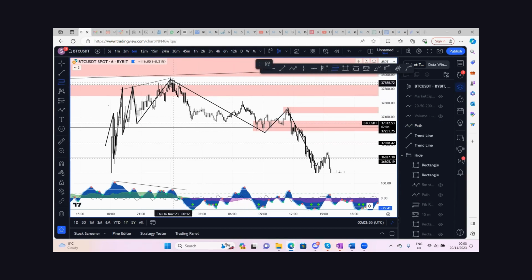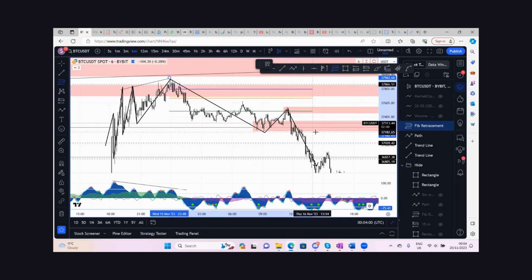What I do then is I pull out my fib tool. I go from the last high to the low and stretch that out, and I can see that I can potentially enter this trade. Usually I like to go for the golden ratio or potentially the 786, because I think that's a premium level and that's where we are most likely to get a reaction from.